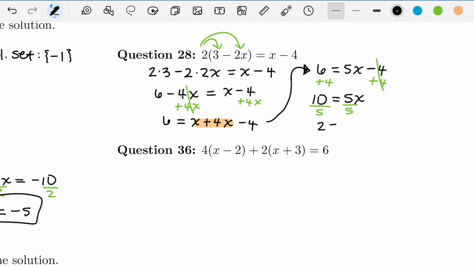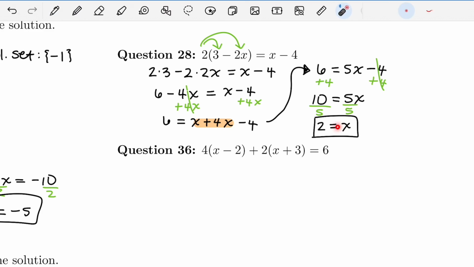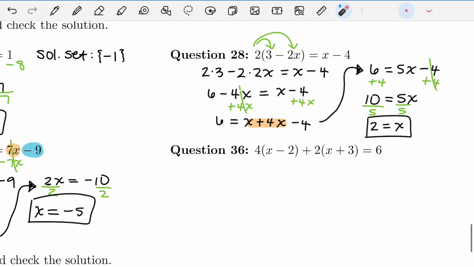So I'll get 2 is equal to x. And you can also write that as x is equal to 2. You can write it in either order. Usually in math, we do like to write it as this here, but either one's okay.